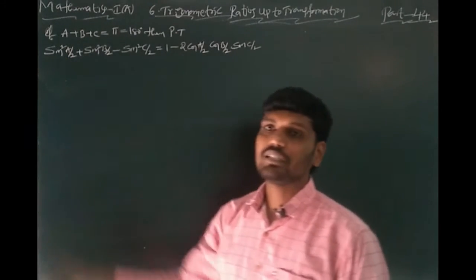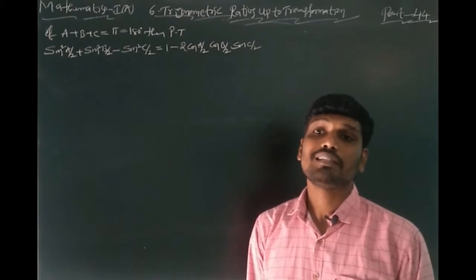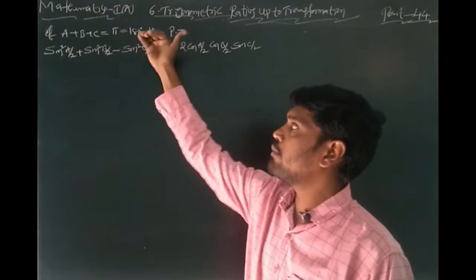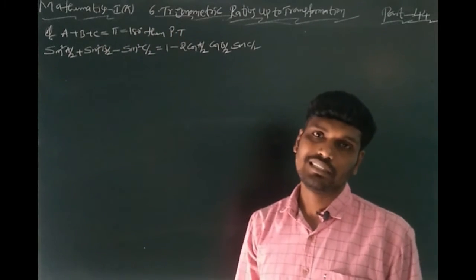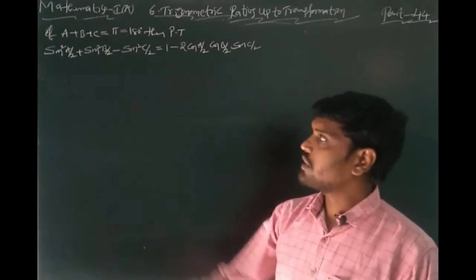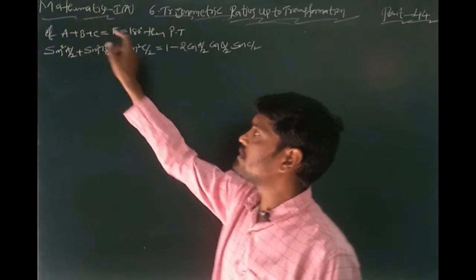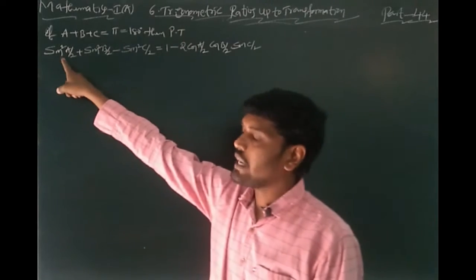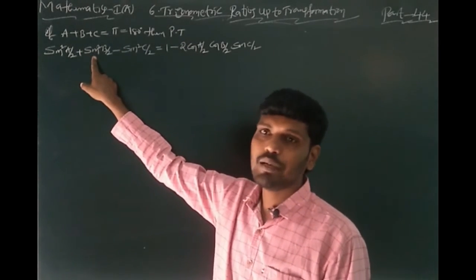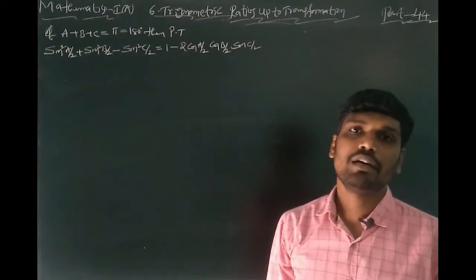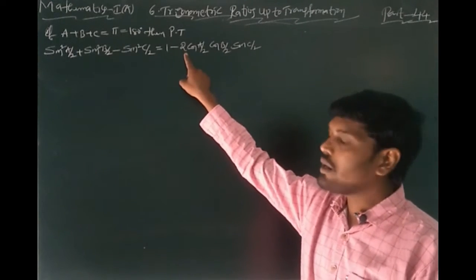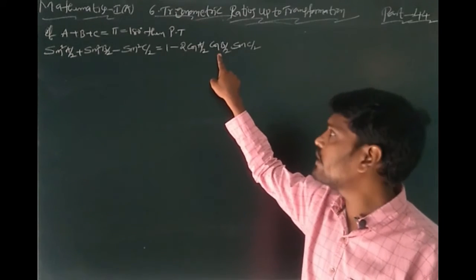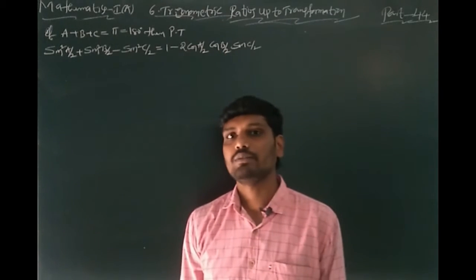In the last model, sin square A plus sin square B plus sin square C form was completed. Today in class we explain sin square A by 2 plus sin square B by 2 minus sin square C by 2. Here, first read the problem. If A plus B plus C equals pi, nothing but 180 degrees, then prove that sin square A by 2 plus sin square B by 2 minus sin square C by 2 equals 1 minus 2 into cos A by 2 into cos B by 2 into sin C by 2.